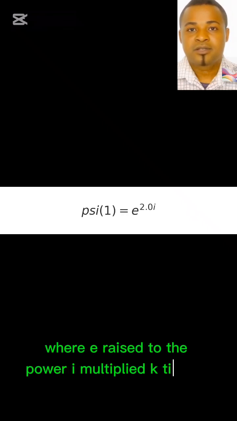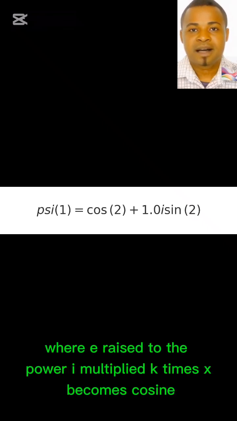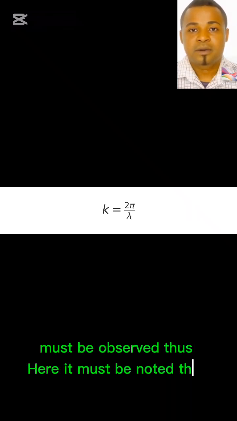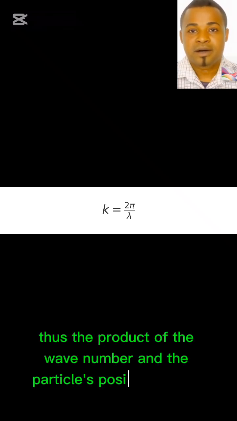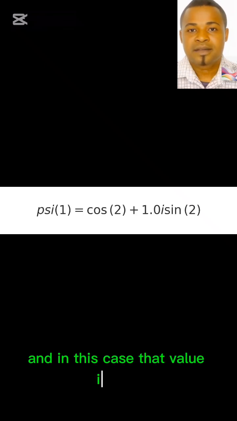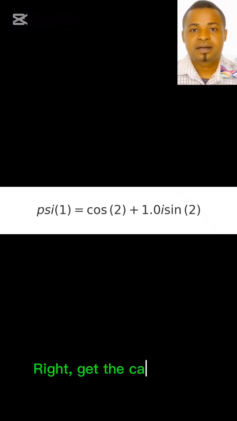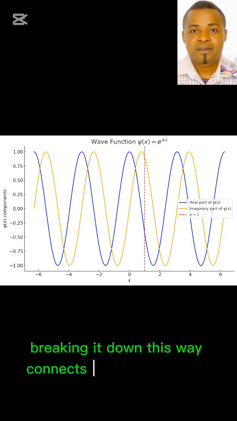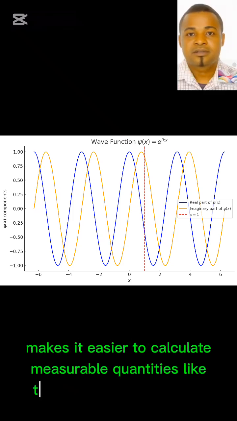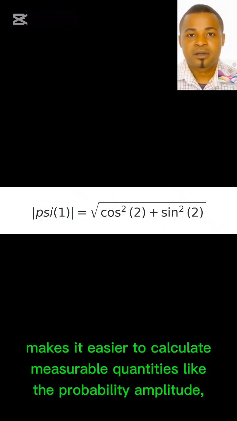1. Indeed, transforming the exponential function into its trigonometric form using Euler's formula, where e raised to the power i multiplied by kx becomes cosine of kx plus i multiplied by sine of kx, has a significance that must be observed. Here it must be noted that kx equals theta, thus the product of the wave number and the particle's position equals the angle theta. And in this case, that value is 2. Get the catch here.